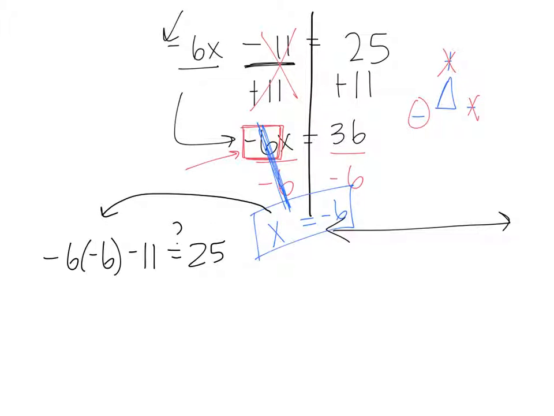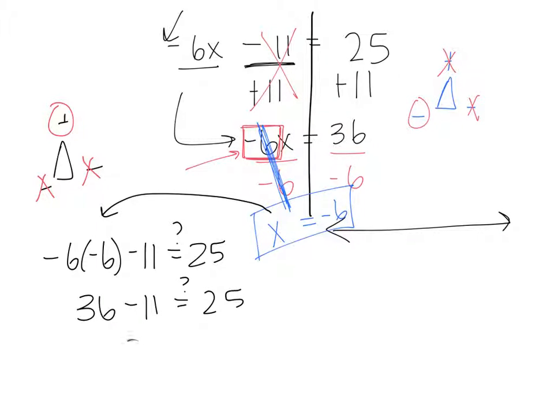Again, with your triangle, if you need to redraw it, you draw it however many times you need it. I have a negative 6 times a negative 6. That leaves a positive. So 6 times 6 is 36, and it is positive. Minus 11, does that equal 25? 36 minus 11 is 25. So both of our sides are equal, which means x is negative 6 is our solution.